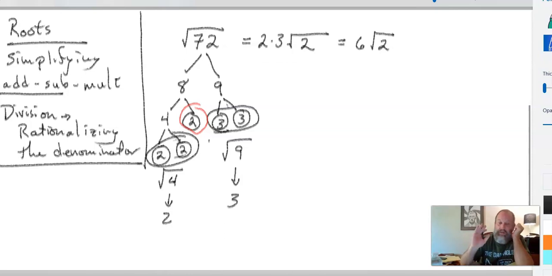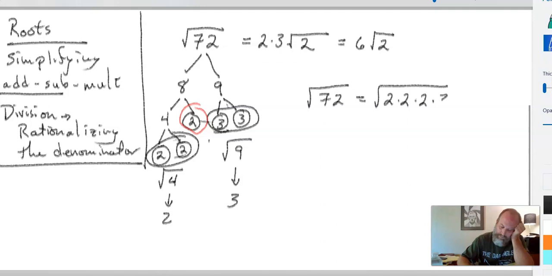Now, I want to point out a little bit more explicitly what's going on here. Because all this stuff right here that I just did is a shortcut to what's actually going on. Really what just happened is we broke this whole thing down. We said the square root of 72, let's try that again, the square root of 72 is equal to all these numbers multiplied together: 2 times 2 times 2 times 3 times 3. That's really what's going on.